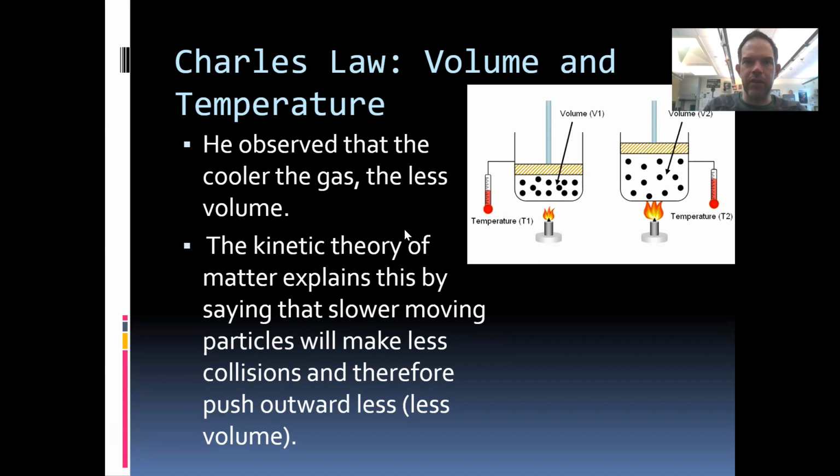Remember, we talked about the kinetic theory of matter. Hot particles move faster. More speed means they take up more space, because they're going to be pushing outward more, bouncing faster. Because of that, they're going to take up more space. So again, hotter things move faster because of the kinetic theory of matter, and therefore they take up more space. In that same way, cooler gas, less volume; hotter gas, more volume. And here's why. You need to explain that.